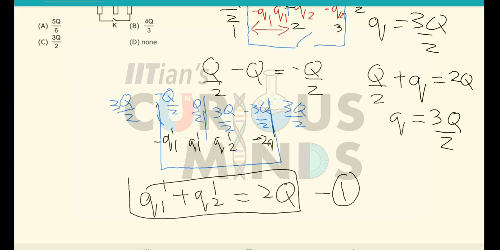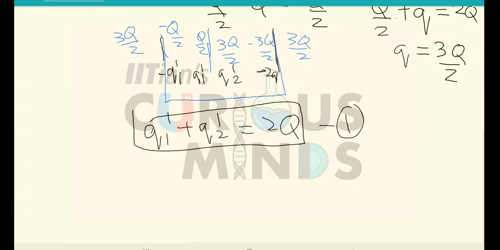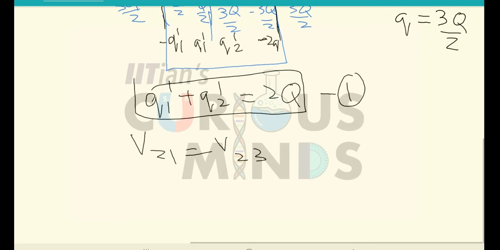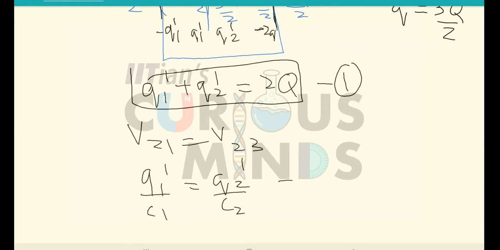Now when the first and the third plate are connected, I can say that the potential difference between the second and the first plate is equal to the potential difference between the second and the third plate. That is, I can say Q1 dash divided by C1 is equal to Q2 dash divided by C2. Now let this be the second equation.